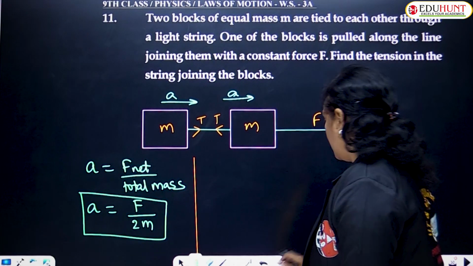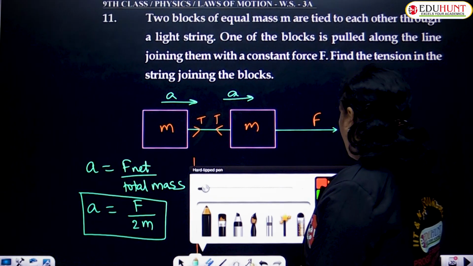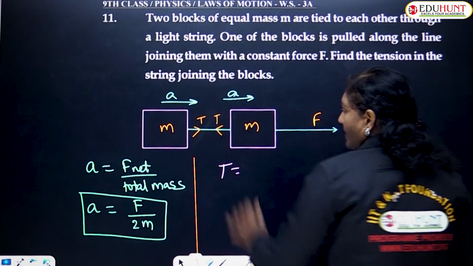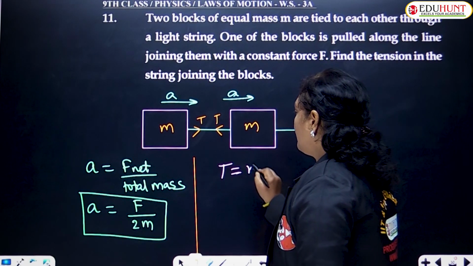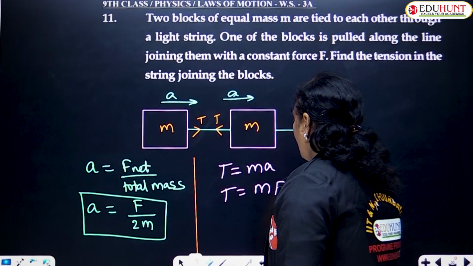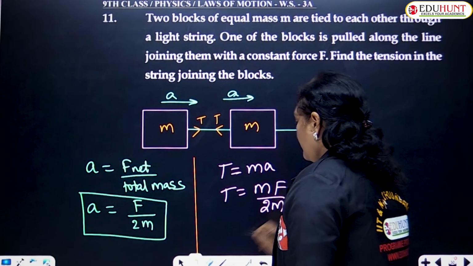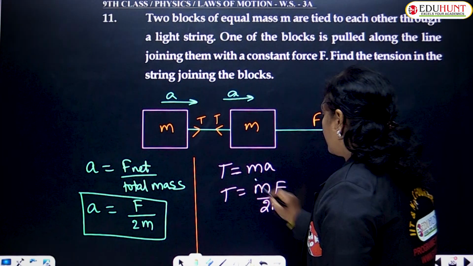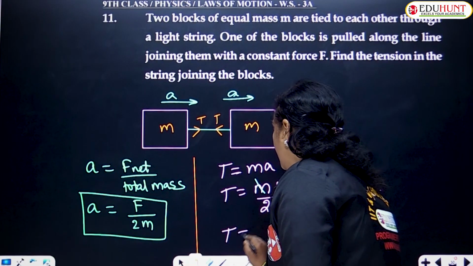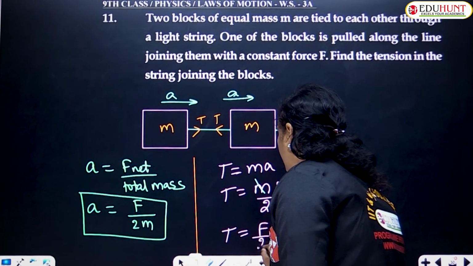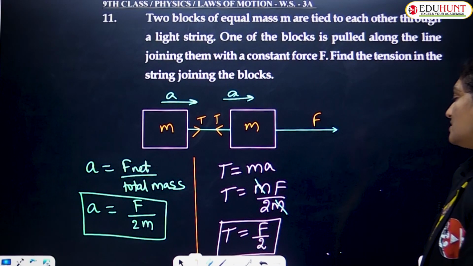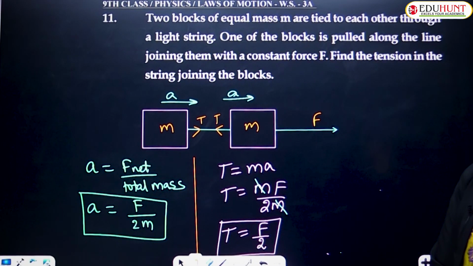So we have this value of tension T. Observe this, T is pulling this mass M, so T must be equal to MA, or T must be equal to M times F upon 2M. Simplifying this, children, the M and M get cancelled, and hence the value of T is F upon 2. So how much is the tension acting in the string, children? The tension in the string is found to be half of the total force.